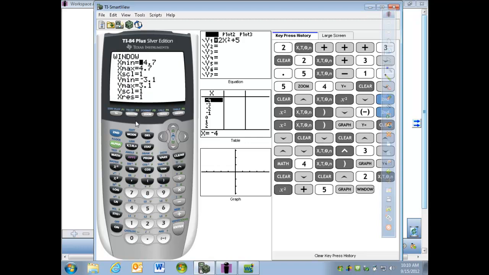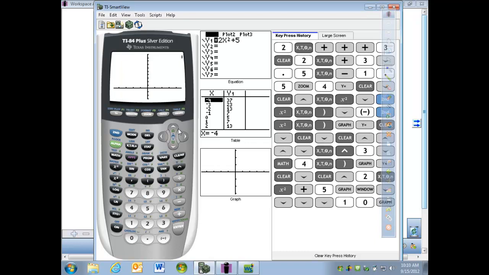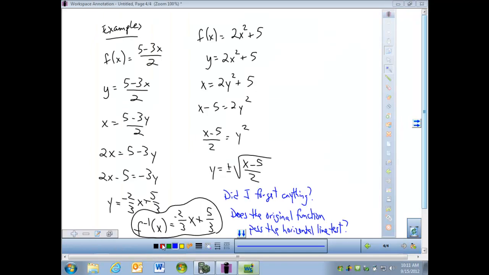Again, you can see a picture of this graph right now. As you graph that, as you would, I'm sure, realize that parabola is not going to pass the horizontal line test. And so all that work I did really was for naught.